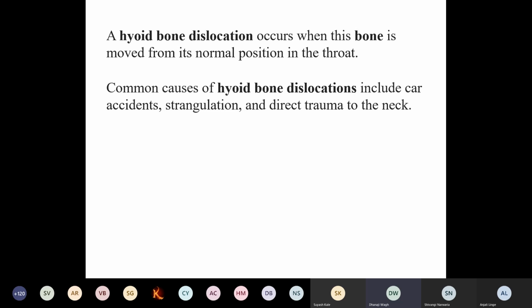Another clinical aspect regarding the hyoid bone is dislocation of the hyoid bone, which occurs when this bone is moved from its normal position in the throat. The common causes of this dislocation are a car accident, strangulation, and direct trauma to the neck.